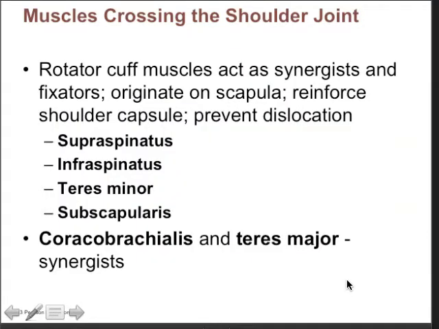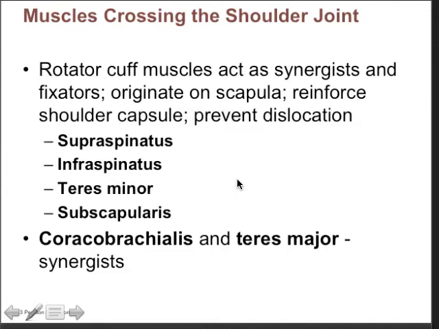Now, the rotator cuff muscles are synergists and fixators, and they have their origin on the scapula, and they reinforce the shoulder capsule and prevent dislocation. And the way to remember the rotator cuff muscles is through the acronym SITS, S-I-T-S, which stands for supraspinatus, which lies in the supraspinous fossa of the scapula, the infraspinatus, which lies in the infraspinous fossa of the scapula, the teres minor, which lies just underneath the infraspinatus, and the subscapularis, which lies on the anterior portion of the scapula in the subscapular fossa.